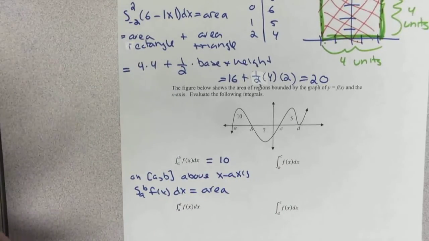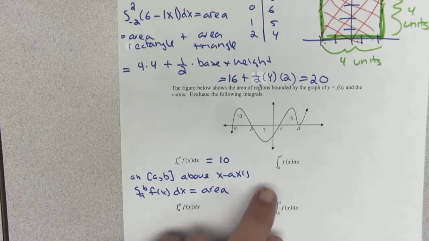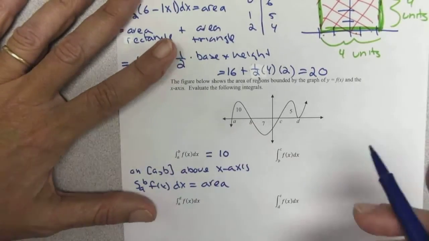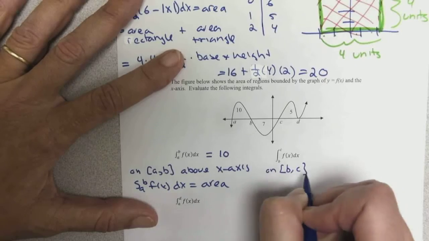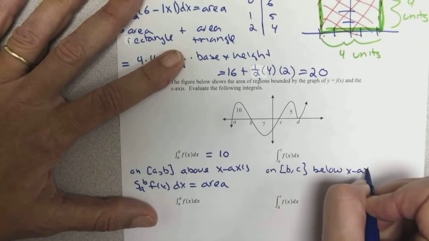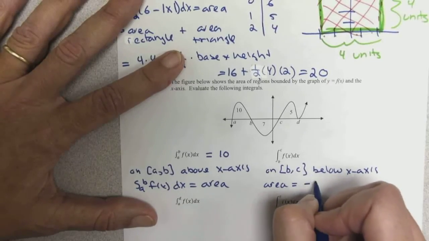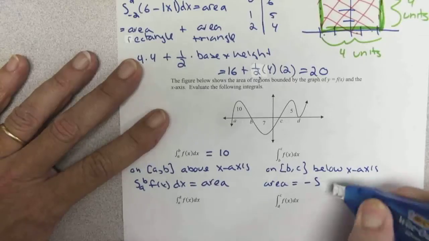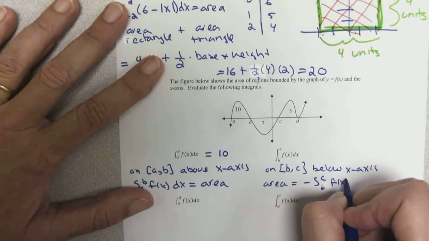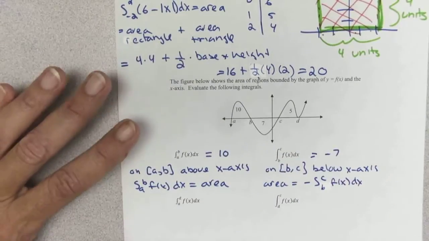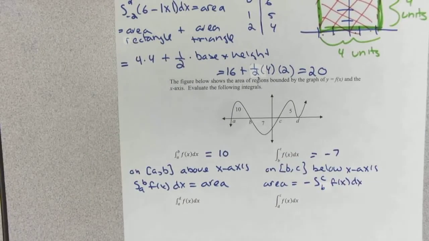Now on a test or quiz, I would just expect you to write the answer 10. That is just a fact I absolutely want you to have memorized, that if my function is above the x-axis, the definite integral equals the area. Okay, B to C. B to C, we're below the x-axis. So area equals the opposite of the definite integral. So in this case, -7. Again, on a test or quiz, I'm just expecting you to write -7 because I expect you to absolutely know that when my region is below the x-axis, the definite integral gives me the opposite of the area.